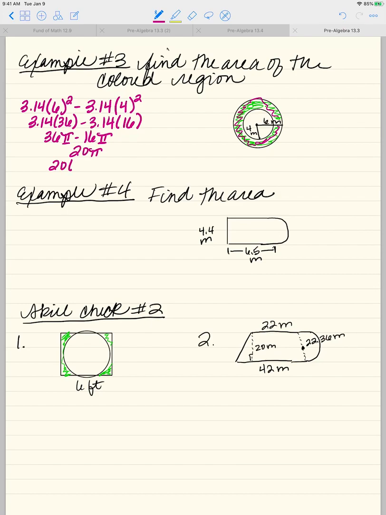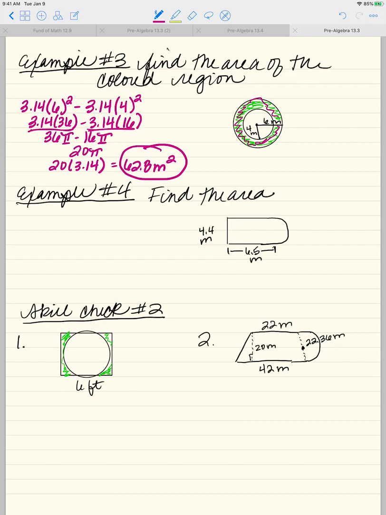And then from here, we can just go 20 times 3.14. It just prevents you from getting decimal here, and subtracting that way. You can do it either way. It's totally fine. But 20 times 3.14 gives us 62.8 meters squared, and we're done. Okay?